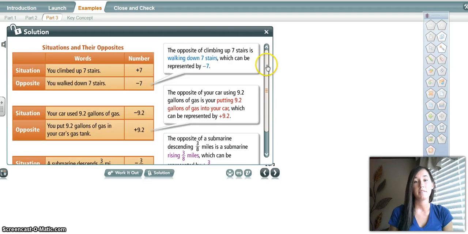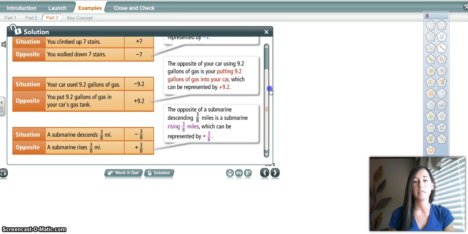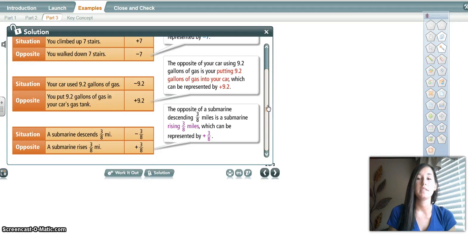Walking down 7 stairs will be represented by a -7, where climbing up 7 stairs will be represented by a +7. If your car uses 9.2 gallons of gas, that's a -9.2. But then you could fill it back up with 9.2 gallons of gas, and that will be a +9.2. A submarine descending means going down. 3/8 of a mile would be -3/8, and so rising would be a +3/8.